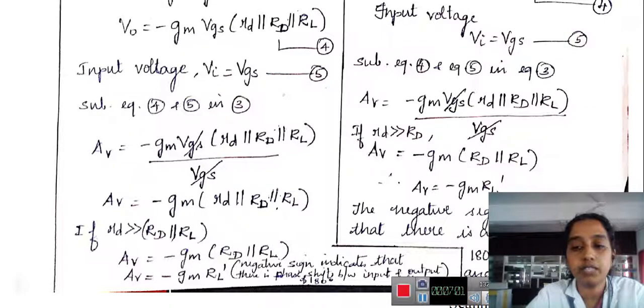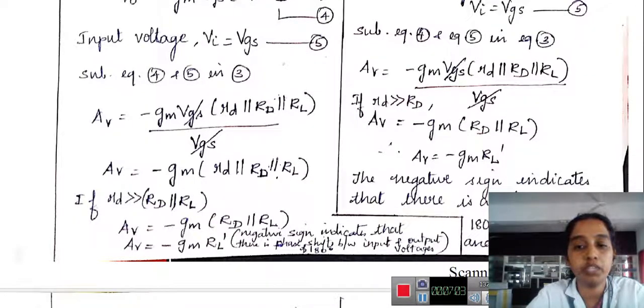So the negative sign will indicate that the phase shift between the input and output voltages is 180 degrees. So they are at a phase shift of 180 degrees. The same thing we get using voltage divider bias.